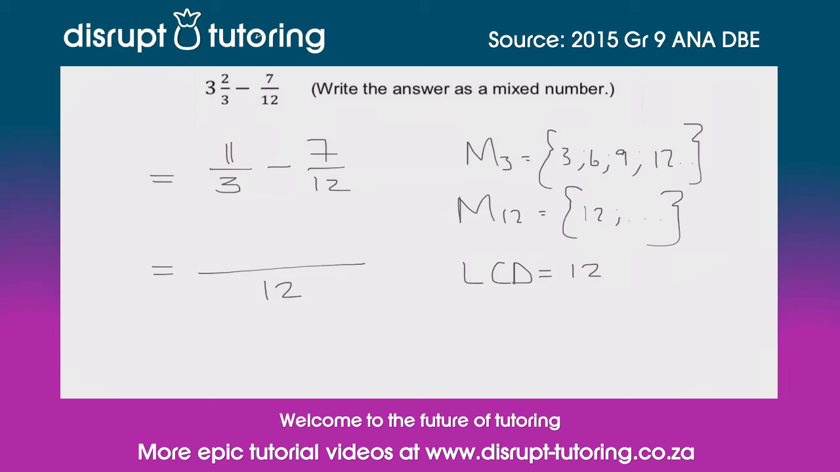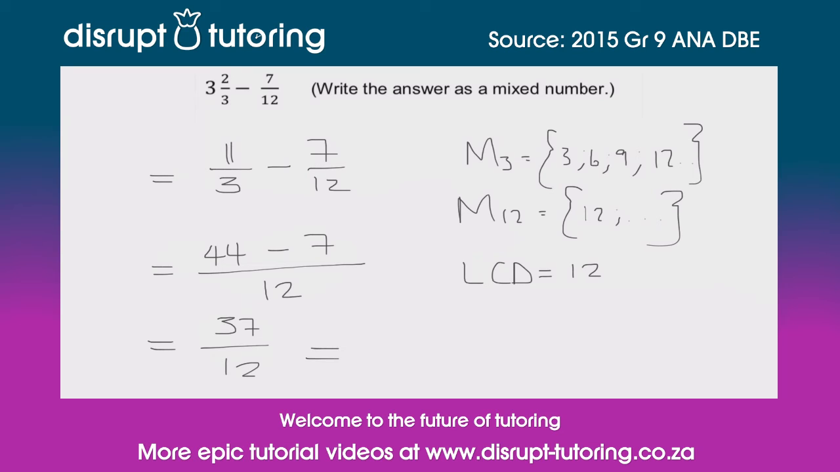So 11 times 4 gives us 44 minus 7. The 7 stays the same. Why? Because we times the 12 by 1, so we would times the top by 1 and that would leave us with 7. And now the final little bit, guys, 44 minus 7 will give us 37 over 12. Now, would we get the full marks? We would get most of the marks, but remember they've asked us to write our answer as a mixed number. So if we don't do that, we're going to lose out on that final mark.